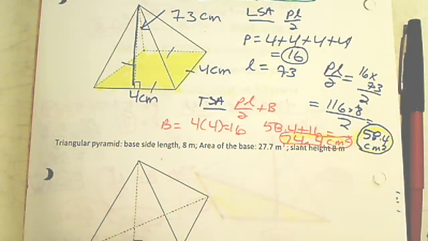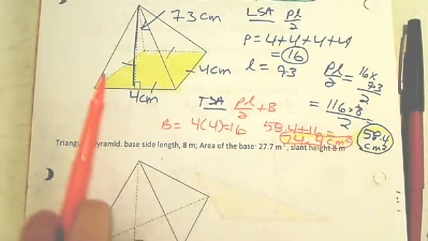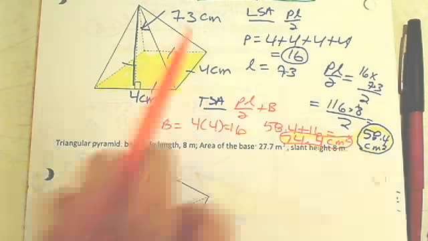Pyramids. Be expecting a triangular pyramid and a square pyramid on the STAR test. They ask it every year. Okay? A triangular pyramid and a square pyramid. They ask it every year. All right.